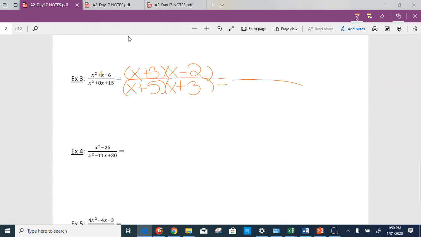Now to simplify by removing anything that repeats in the numerator and denominator, and that'd be the x plus 3 factor that I have here. So in the numerator, I'm left with x minus 2, and in the denominator, I'm left with x plus 5.